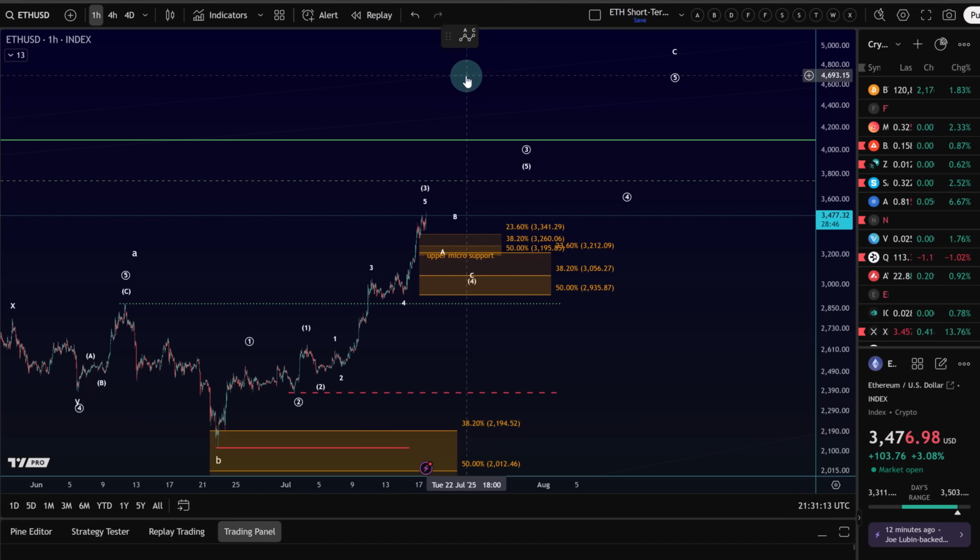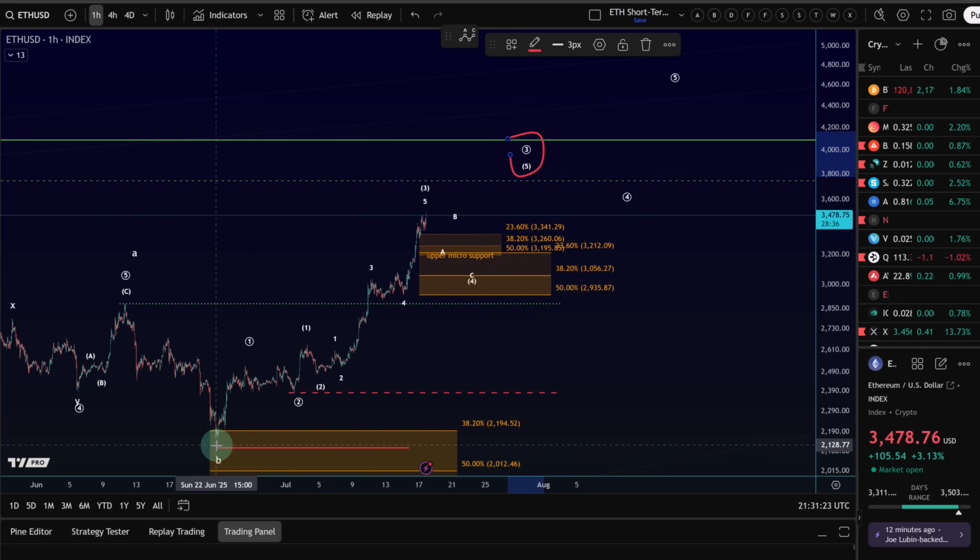But let's first see if we can actually get to an all-time high, right? Now, in this move to the upside, you see why we're probably not yet finishing circle wave 3, because from a wave count point of view, we are likely still in wave 3 of circle wave 3.